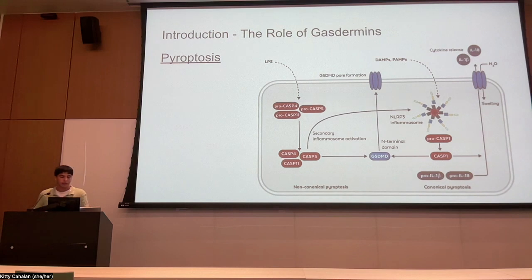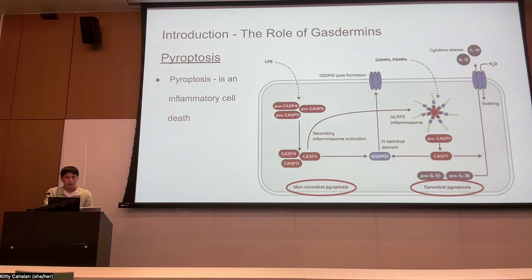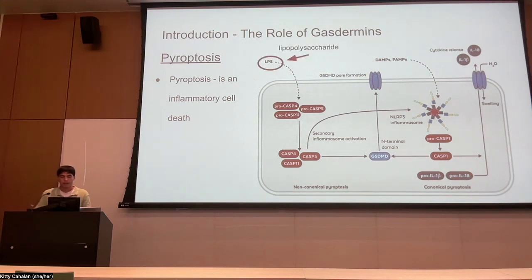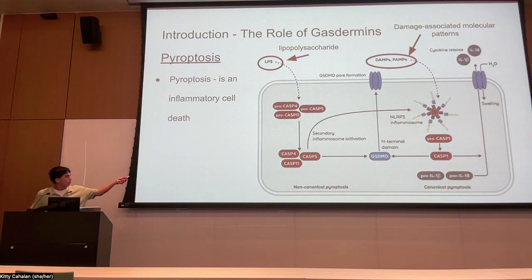So this is pyroptosis right here. It usually is activated through either non-canonical or canonical pathways. The main difference is that non-canonical pyroptosis is activated by LPS, also known as lipopolysaccharide, and canonical pyroptosis is activated through DAMPs or PAMPs, which are damage-associated molecular patterns, as you can see right here. The main difference between the two is that in non-canonical pyroptosis, there is a secondary inflammasome activation. It is an extra step for this presentation. There's really no reason why you need to know this.